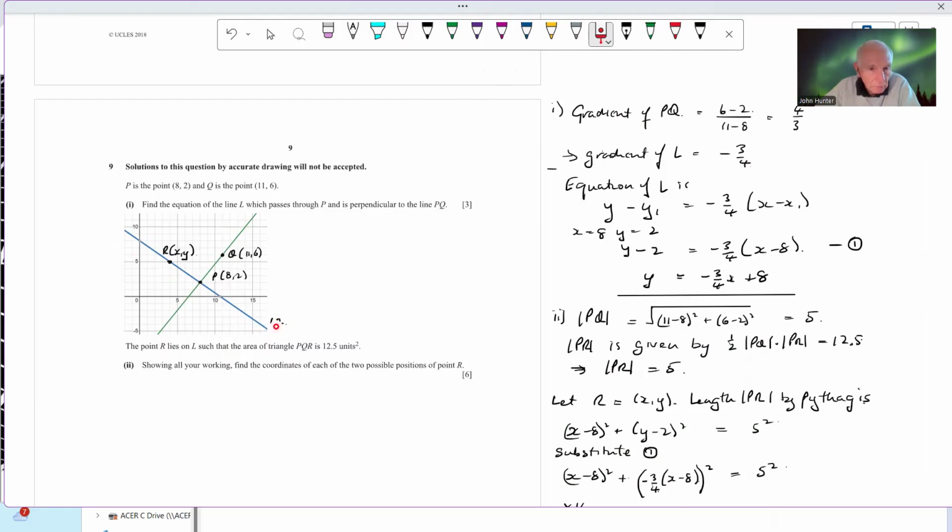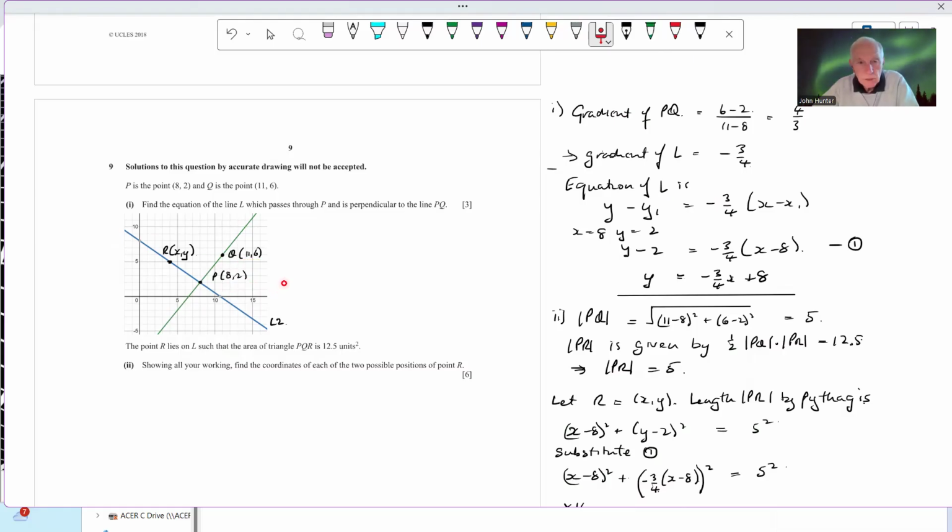Sure, it says L2, but that's line L. And we're going to be worried about point R in a moment, but we want to find the equation of this line in the first place. All right, so what we're using here is the fact that we can work out the gradient of this, which is 3/4. That's using the rise over the run, using that and that.